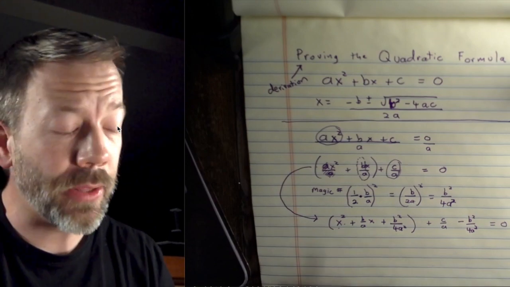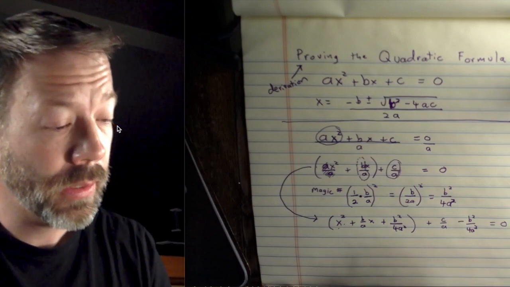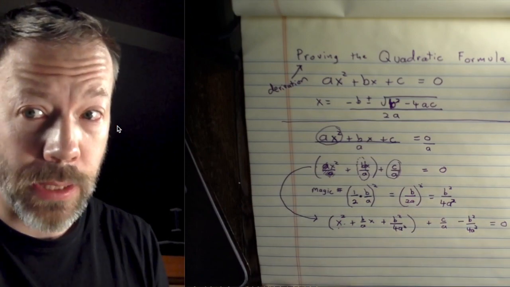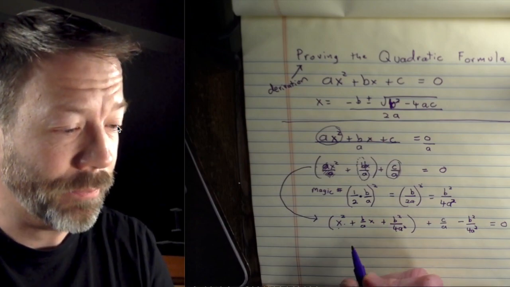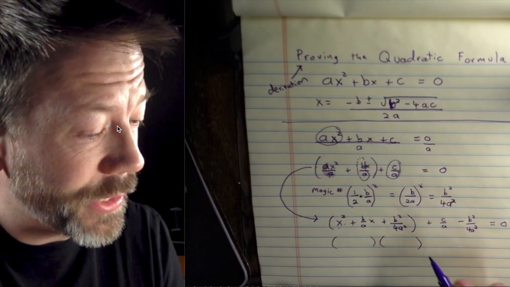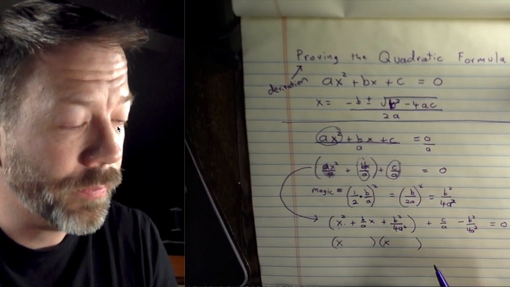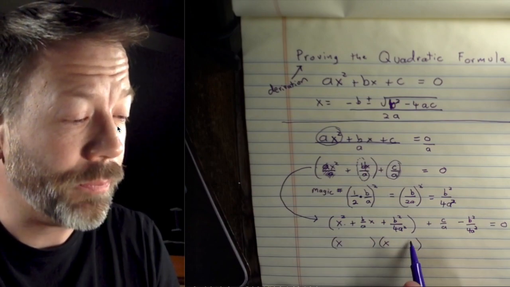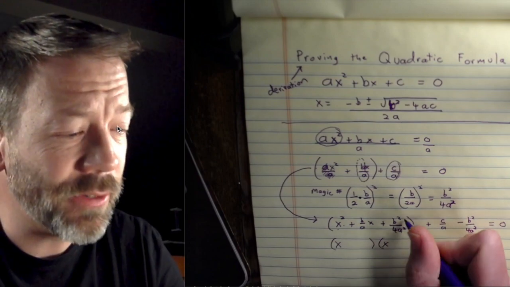Next, now that I've added and subtracted the magic number, it's time to do some factoring. And this thing right here, while it looks complicated and awkward, it's going to factor really, really perfectly. I'm going to set up my pair of parentheses and go, what times what makes x squared? x and x. Now I'm going to go, what times what makes b squared over 4a squared? Well, it is a fraction.